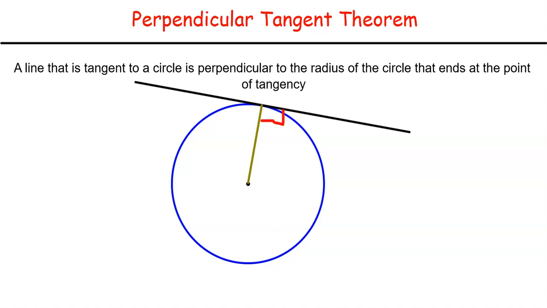So this is not actually a difficult theorem to prove because it follows immediately from something that we've seen before. If we extend this radius down to its diameter, then we have, in fact, an inscribed angle that is made by a chord of the circle, because remember, the diameter is a chord, along with a tangent line.